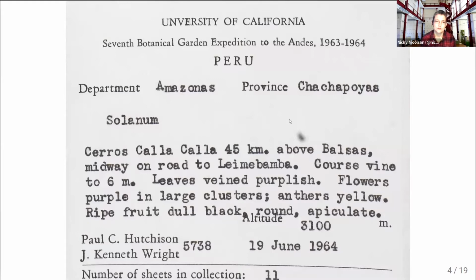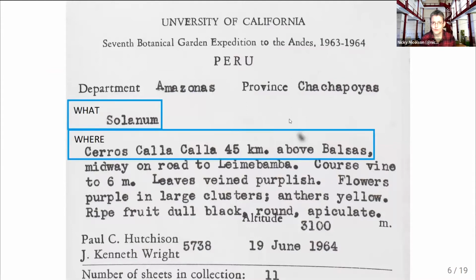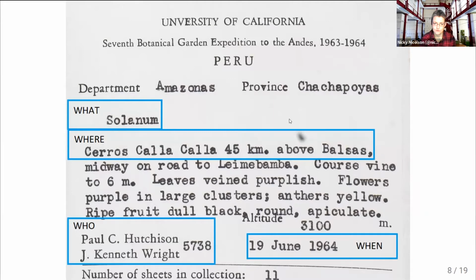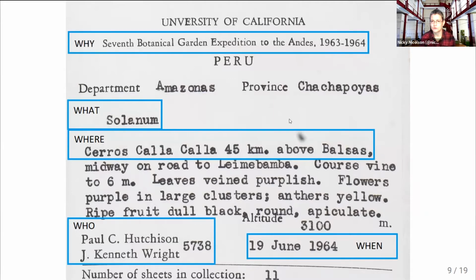And this is the classic kind of what, where, when data. So we know what was picked up. It was a Solanum. As I mentioned, it was picked up in the 60s, so no handheld GPS. We just got a description of the fine spot. We know when it was collected. We also know who collected it. So we've got a description of a collector team and their number. And we know why it was collected. So they presumably conducted quite an intense period of field work over a couple of years as an expedition to the Andes.